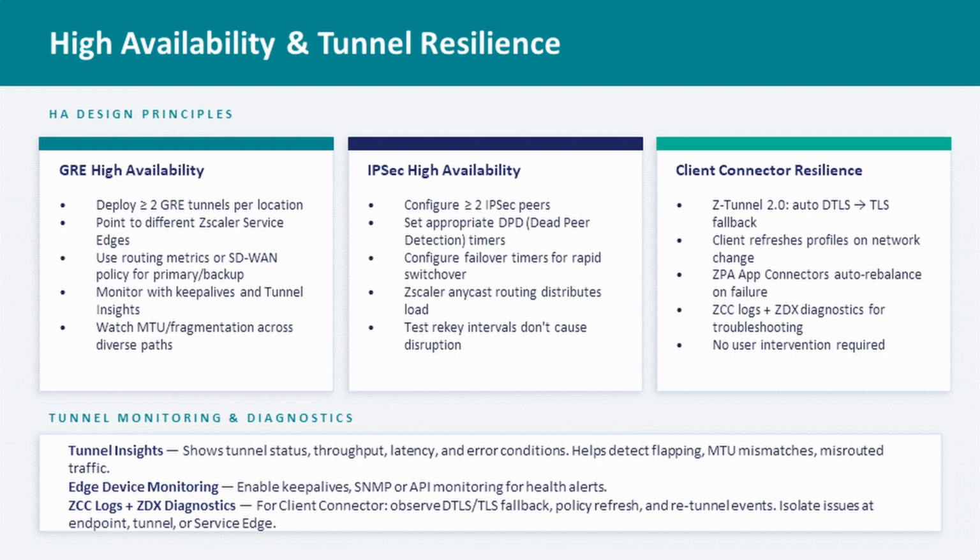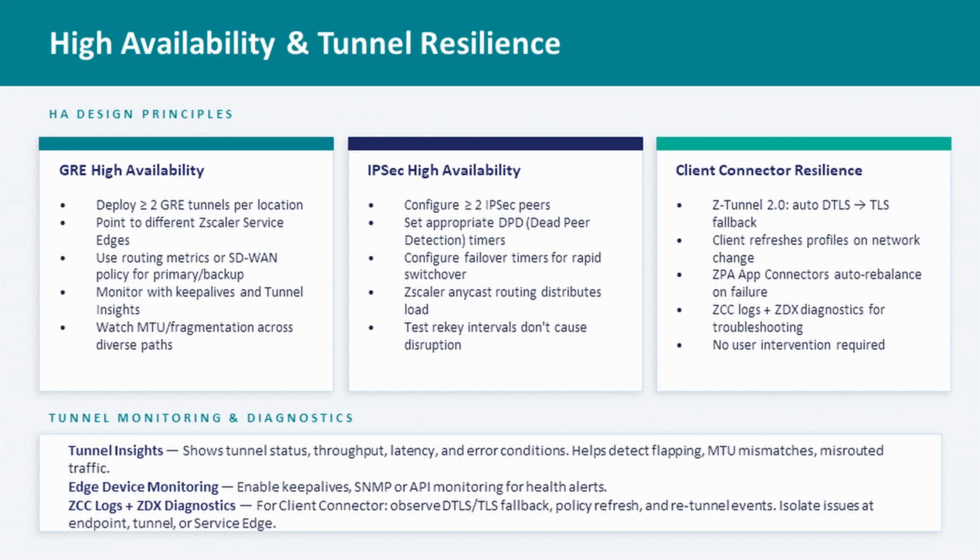On the ZPA side, App Connectors in a connector group provide resilience through automatic rebalancing. If one connector fails, ZPA redirects traffic through another healthy connector in the group. Users experience a brief pause, but no manual intervention is required.